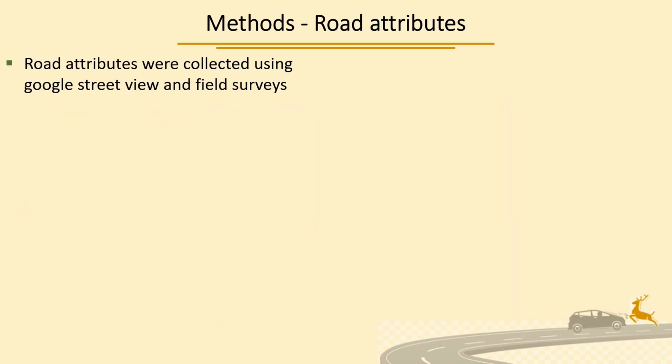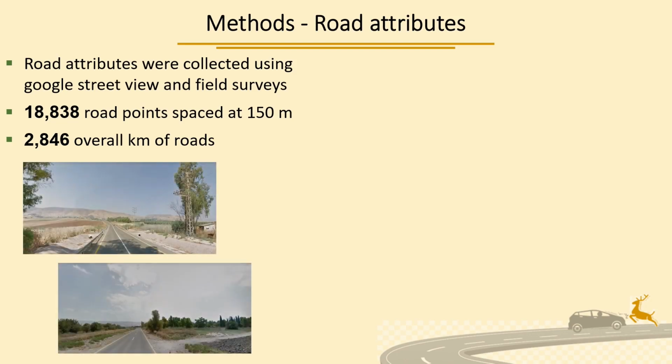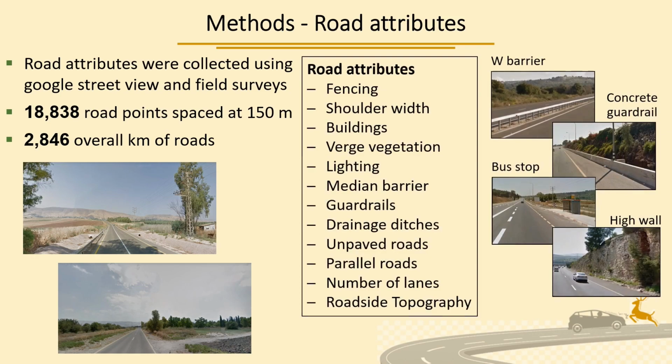We collected data on road attributes using Google Street View and driving surveys. Over 18,000 road points, spaced at 150 meters apart, were collected along almost 3,000 kilometers of road, as seen here in photos from Google Street View. Road attributes include fencing, shoulder width, buildings along the road, roadside vegetation, lighting, median barriers, guardrails, drainage, unpaved roads, parallel roads, the number of lanes, and roadside topography.